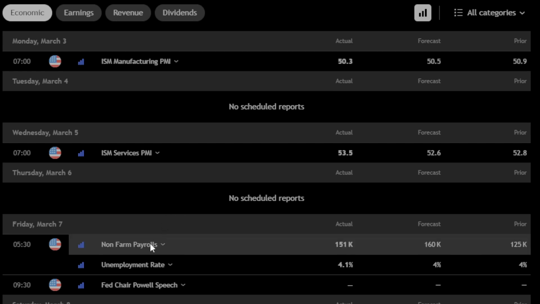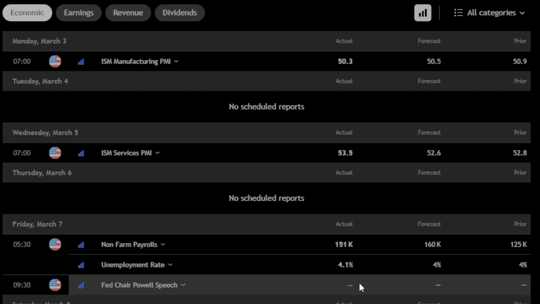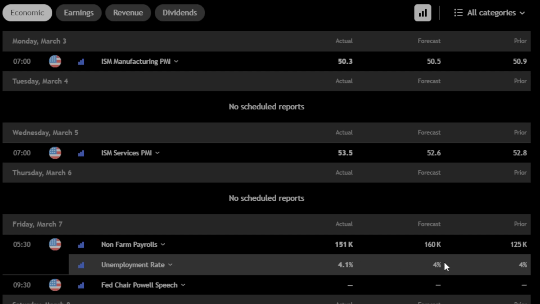On Friday, we had a very important report, which was the unemployment rate, which came in just slightly above forecasted, but about forecasted at 4.1%. So we're still sitting at a really low unemployment rate, which is good. I believe if employment starts seeing weakness, it is going to be the knockout punch, I guess you could say, for the market to really head lower.